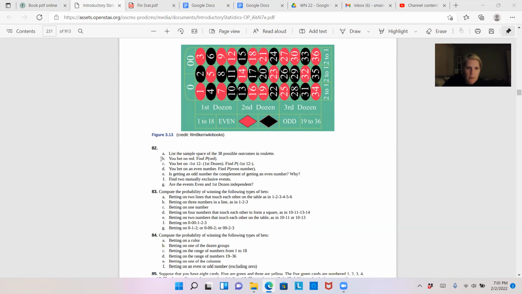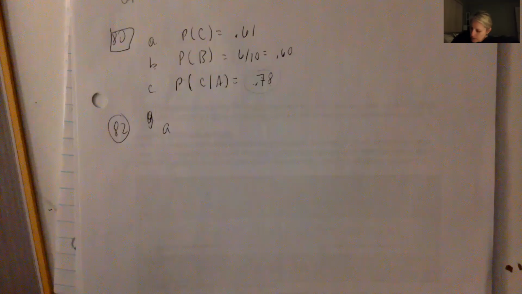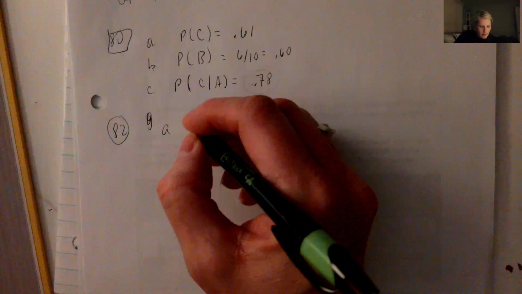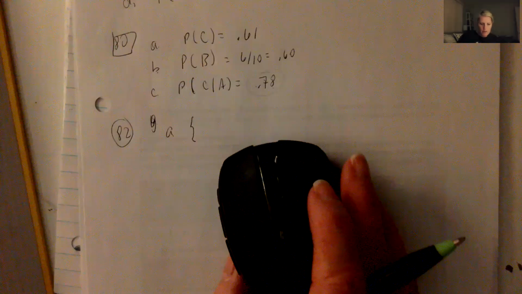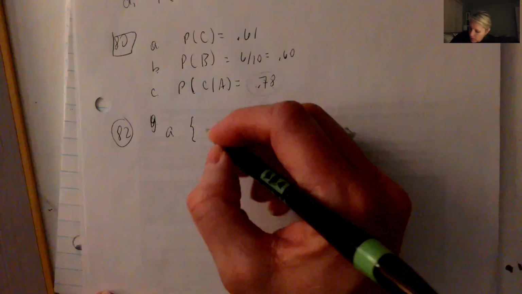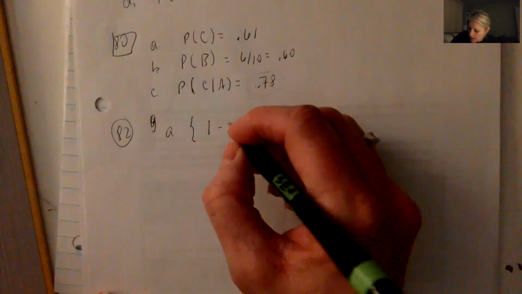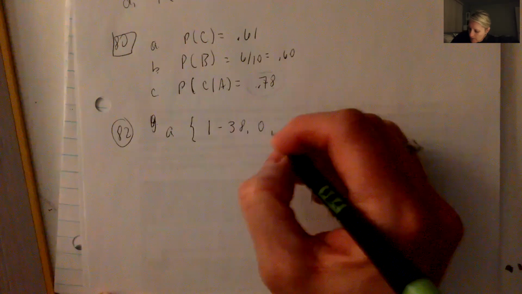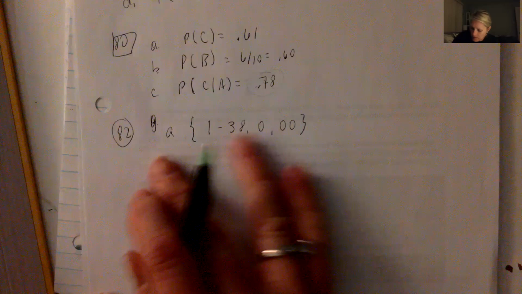So I'm going to show you my paper so you can see how I'm writing these out. So the sample space for roulette, and they did say this was, they didn't tell us it was American or the European, but for this one, because there's so many, you could say 1-38 and then make comma 0 and then comma double 0. Make sure it's in brackets for the sample space.